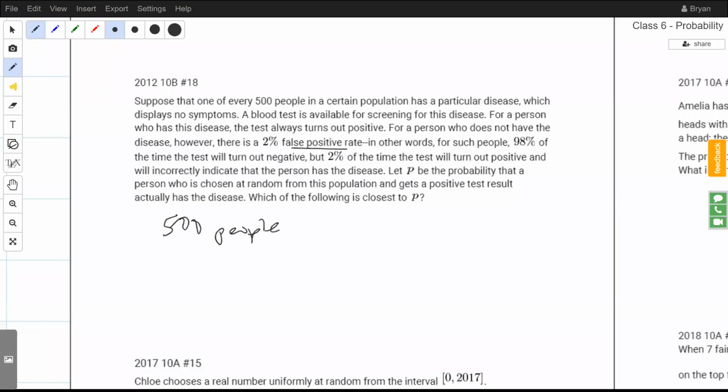We know that one of them is going to be positive. Everyone else is going to be negative. So in the 499 negative tests remaining, 2% of them are going to be a false positive. And 2% of 499, which is going to be 1/50th, is around 10. It's really close to 10. So around 10 false positives.